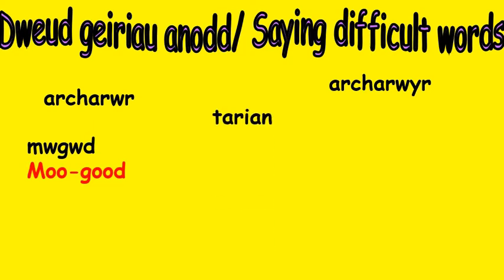Tarian. Tarian was a shield, if you remember. Clogin. Clogin was a cape. Penwysg.